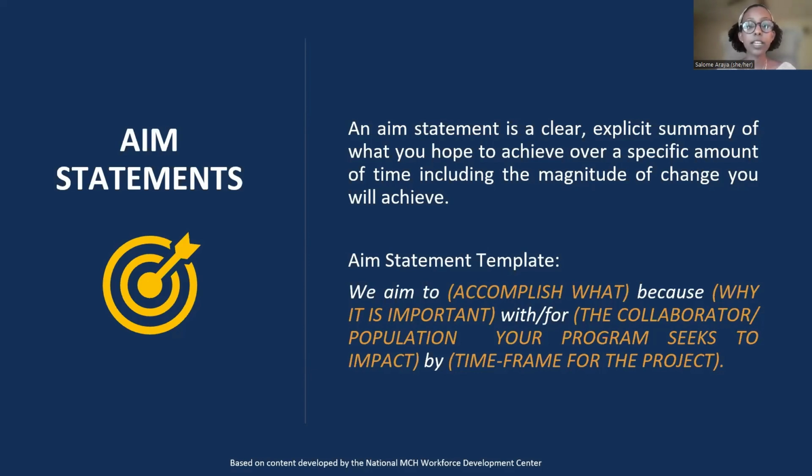And so here you'll see how to build out an aim statement. You'll use this template. And so it goes, we aim to accomplish what? And so accomplishing what, that is where you will tie into the pieces of information that really get into why your aim statement is being built out, or why you're including this specific strategic goal in your strategic plan. And then, because why is it important, with and for, like I said, those are the collaborators or the population your program seeks to impact, and then by the time frame for the project.